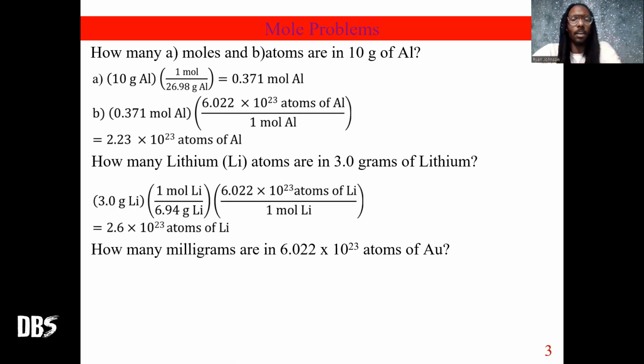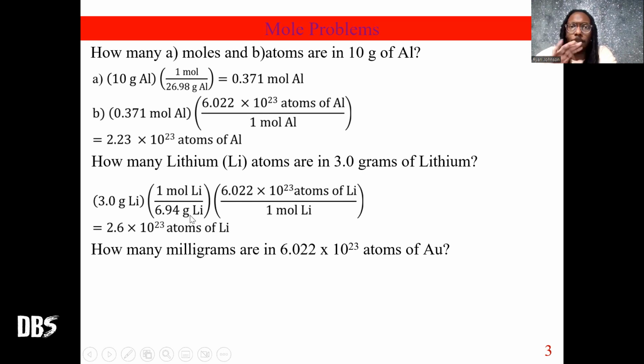All right. So let's look at this. I got 3 grams of lithium. In order to go from grams to moles, I'm going to use molar mass. Okay. So in this case, the mass of my lithium is 6.94 grams.